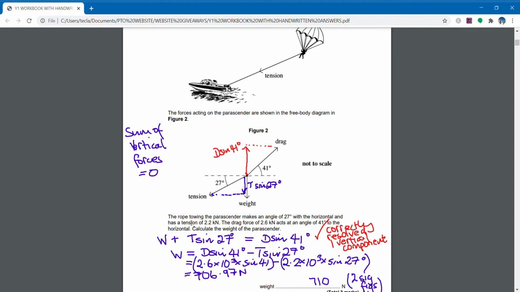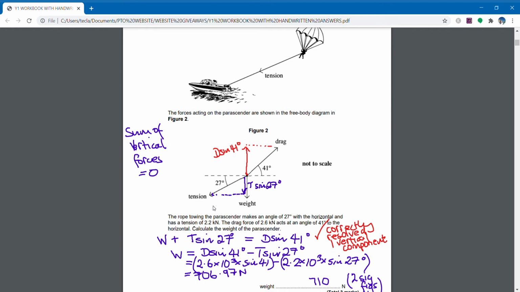So the first thing to do is to resolve the components. So we've got a vertical component of this tension here, which is T sine 27, or 2.2 times 10 to the 3 times sine 27. And we've got a vertical component of the drag, which is D sine 41, which is 2.6 times 10 to the 3 times sine 41. So if you found either of those vertical components correctly, then that's 1 mark.